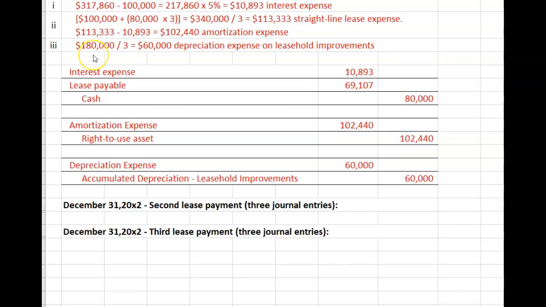I think the last journal entry is the easiest of them all. The company paid $180,000 for leasehold improvements. They need to be depreciated over the life of the lease, a 3-year life. So $180,000 divided by 3 is $60,000 of depreciation expense on the leasehold improvements each year. Debit depreciation expense, $60,000. Credit accumulated depreciation, leasehold improvements, $60,000.